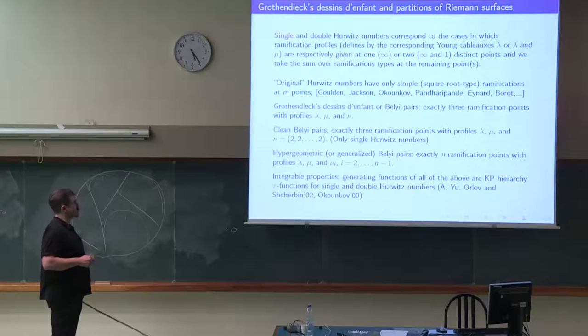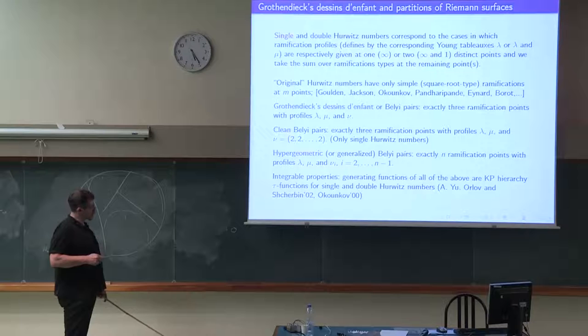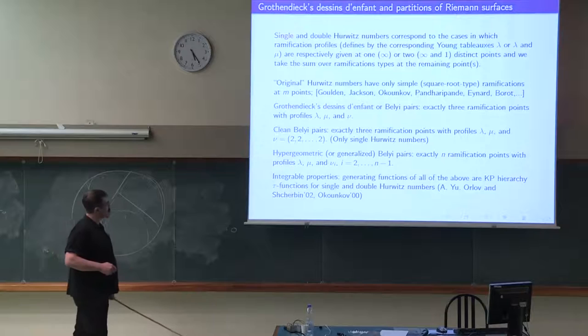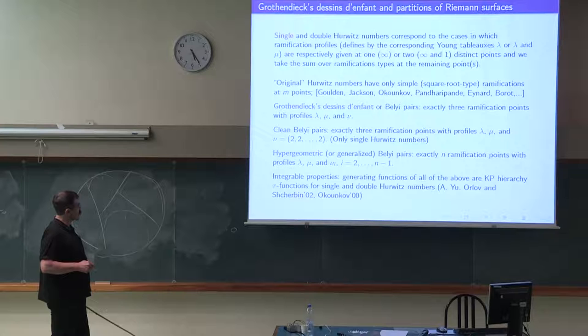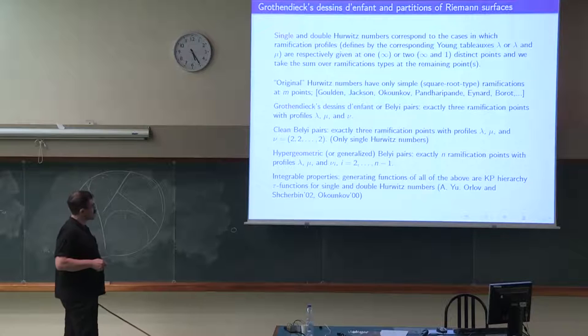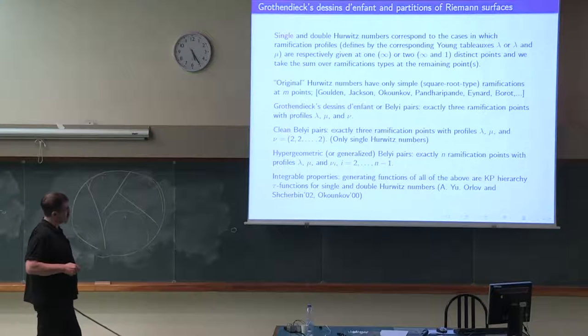Then we have a subclass of these, clean Belyi pairs, where we have again exactly three ramification points, again with profiles lambda, mu, and the third profile is given to be square root singularities at every crossing with the corresponding complex planes, which consider the covering of this CP1. And in this case, only the case of single Hurwitz numbers can be related to the KP hierarchy.